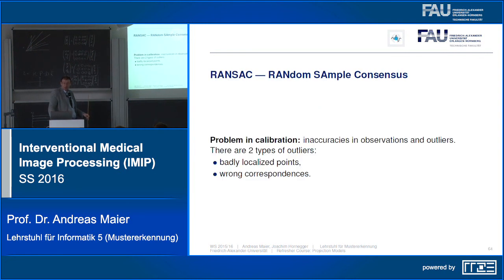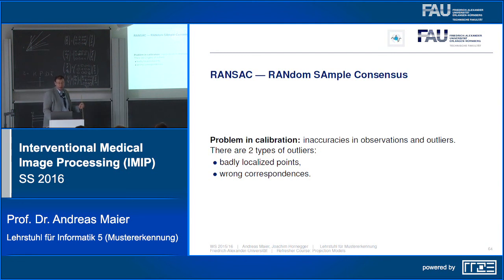So typical problems are badly localized points. Let's say you identified a sphere in the projection, but you did not identify exactly the center, but some slightly shifted version of that. Or what is really bad is when you have wrong correspondences. You mix up a large sphere with a small sphere, and suddenly all your correspondences are wrong, and you get totally wrong projection matrices. Then you don't get the right answer.